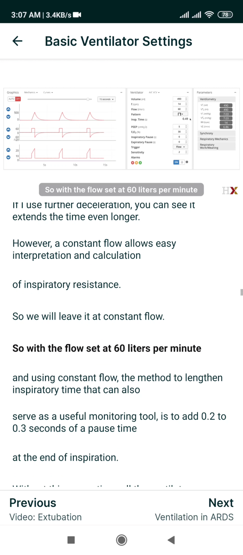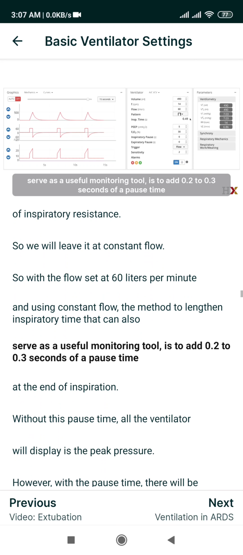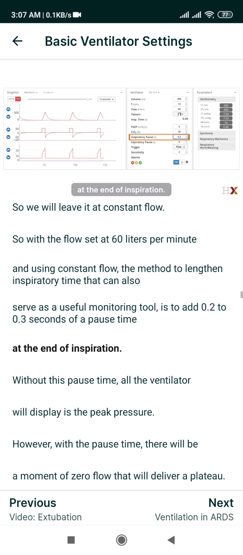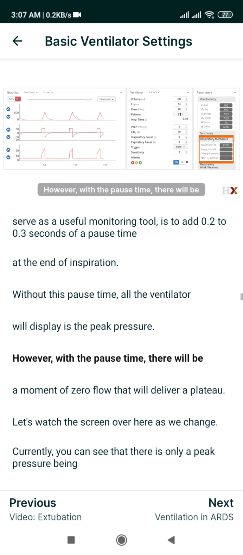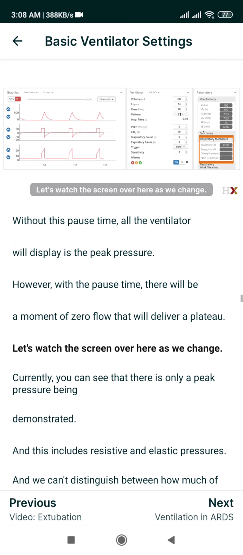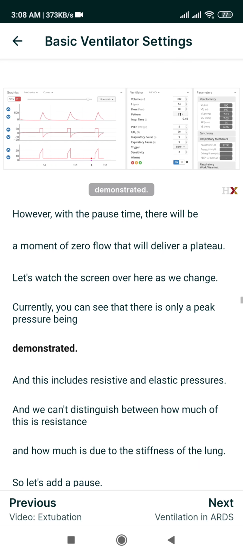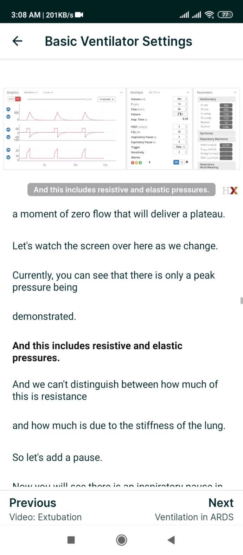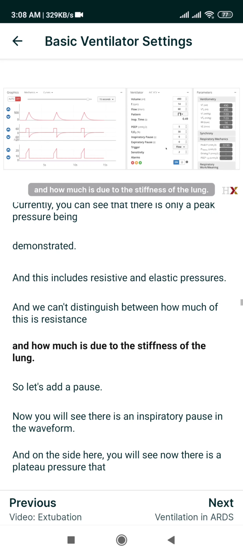So with the flow set at 60 liters per minute and using constant flow, the method to lengthen inspiratory time that can also serve as a useful monitoring tool is to add 0.2 to 0.3 seconds of a pause time at the end of inspiration. Without this pause time, all the ventilator will display is a peak pressure. However, with the pause time, there will be a moment of zero flow that will deliver a plateau. Let's watch the screen over here as we change. Currently, you can see that there is only a peak pressure being demonstrated, and this includes resistive and elastic pressures, and we can't distinguish between how much of this is resistance and how much is due to the stiffness of the lung. So let's add a pause.